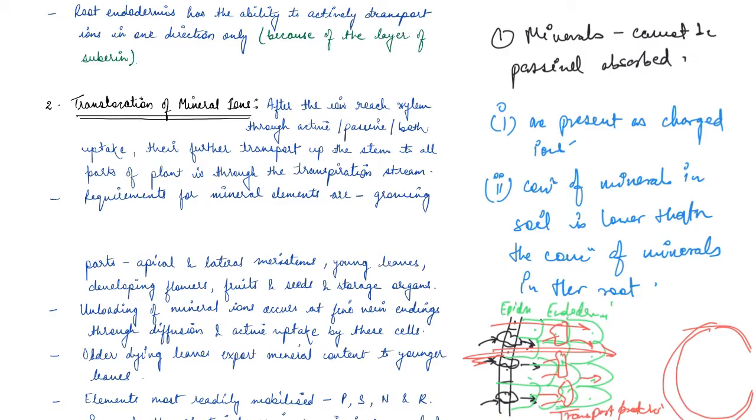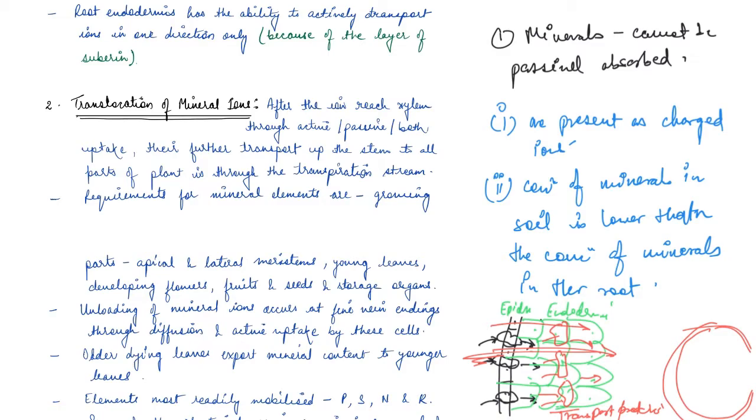Further transport up to the stem, or to all other parts of the plant, is through the transpiration stream. So again, transpiration comes into the picture. Basically, all the mineral elements are required where? The requirement for mineral elements is basically in the growing regions of the plant.